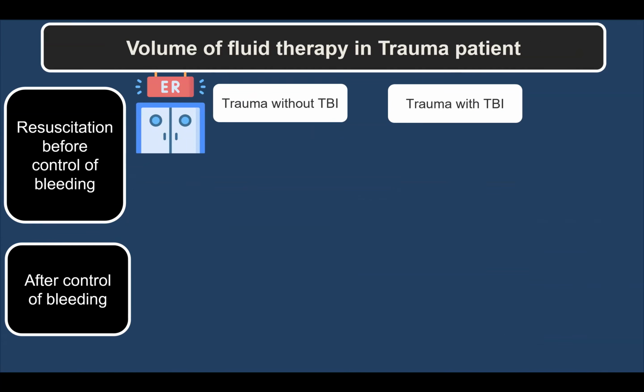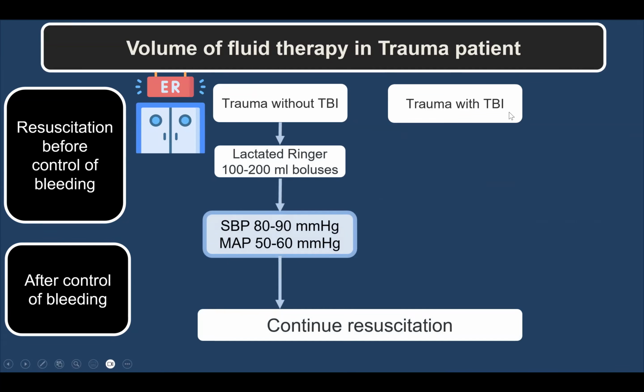What about the trauma patient? We can split the patients into trauma patients without traumatic brain injury and trauma patients with traumatic brain injury. In patients without traumatic brain injury, we start with lactated Ringer, small boluses of 100 to 200 milliliters, to achieve a systolic blood pressure of 80 to 90 millimeters of mercury. Then we continue resuscitation after control of the bleeding.